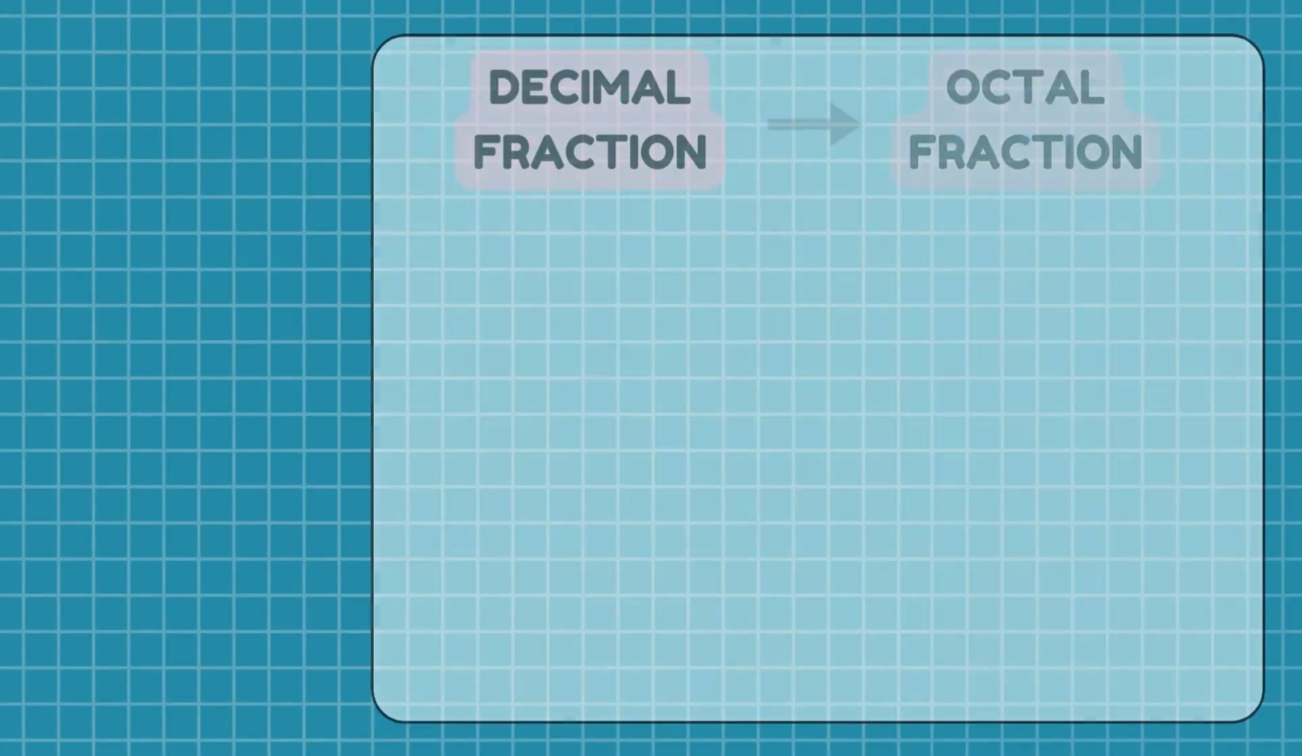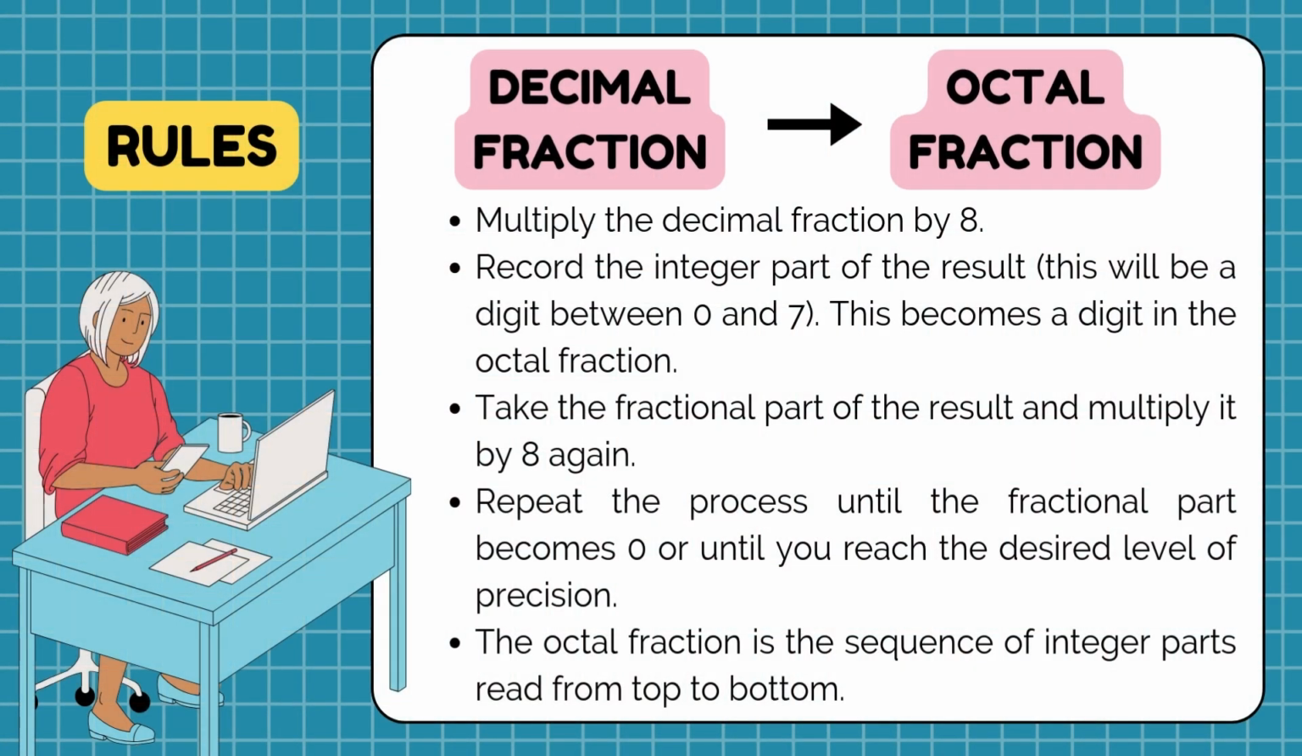Now, for the fractional part, here's the step-by-step process. 1. Multiply the decimal fraction by 8. 2. Record the integer part of the result. This will be a digit between 0 and 7. 3. Take the fractional part of the result and multiply it by 8 again. 4. Repeat the process until the fractional part becomes 0 or until you reach the desired level of precision. 5. The octal fraction is the sequence of integer parts read from top to bottom.